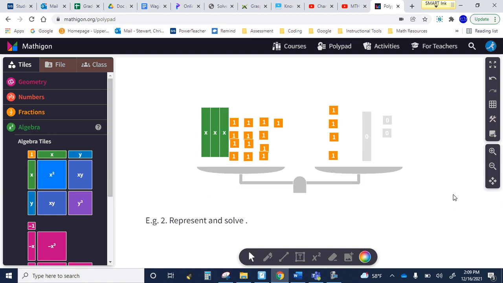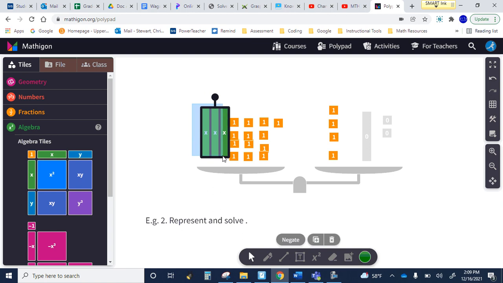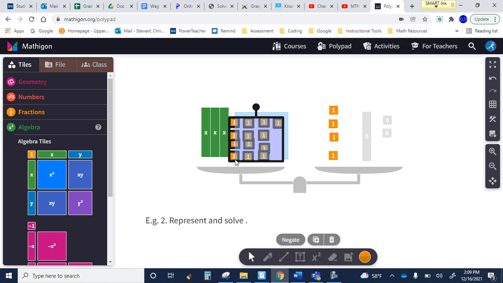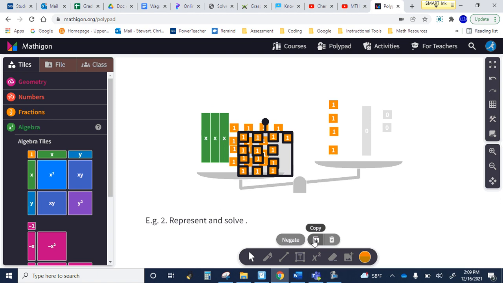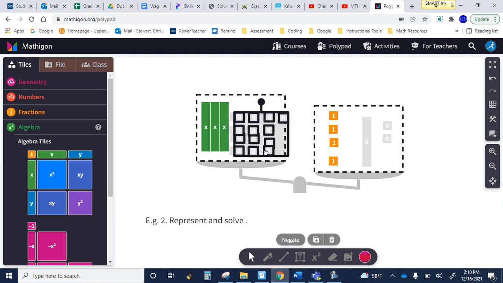Now, the idea is to get all of the unit tiles over to the right-hand side because we really want to isolate, or get by themselves, the x terms so we can solve for x. Well, the only way that we can do that is to take all of these tiles and add their opposites to them. So what I'm going to do is copy them and negate them, just to make it easier so we're not pulling in a bunch of negative tiles. So notice how it still remains balanced. So now I'm going to zero out all of these terms.